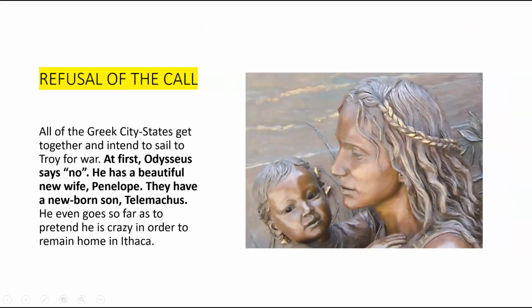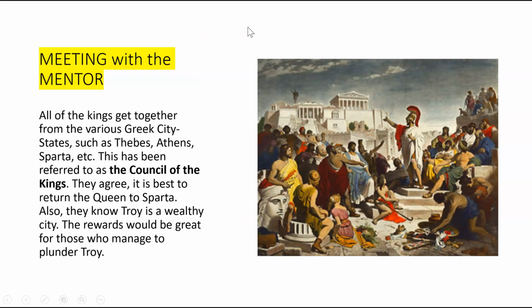The refusal of the call. For Odysseus, he says, no, I don't want to go to Troy. I've got my wife Penelope. I've got my newborn son Telemachus. He even goes as far as to pretend he's crazy to not go. However, we all know he ends up going. Why does he end up going?